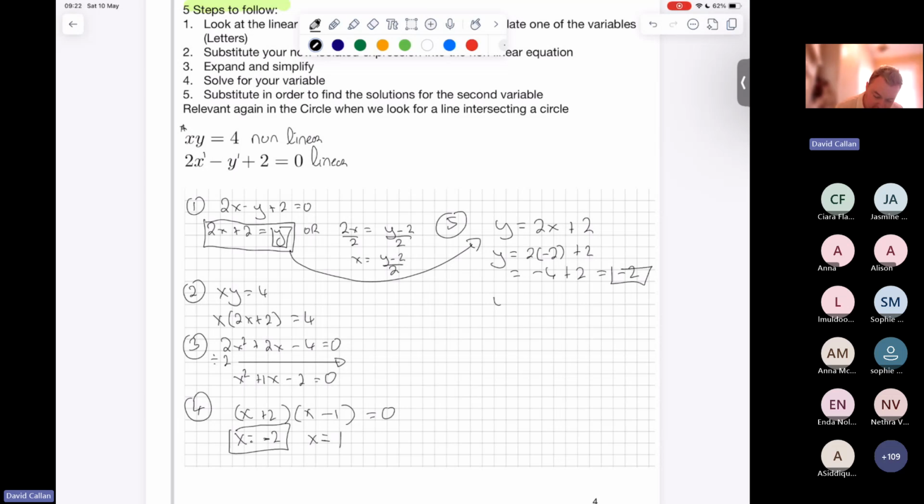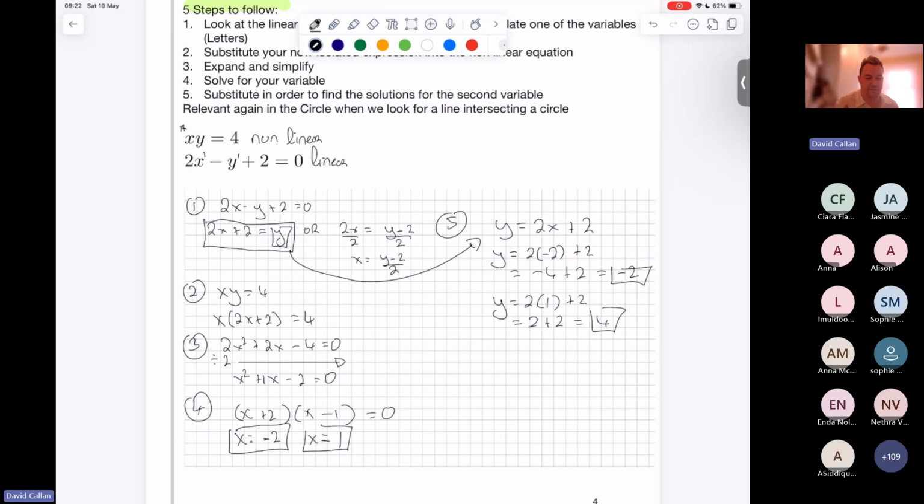And then next, I'm going to do y is equal to 2, bracket 1 plus 2. Where am I getting that from? Down here. And then I'm going to do 2 plus 2 is equal to 4. And there's my answers.